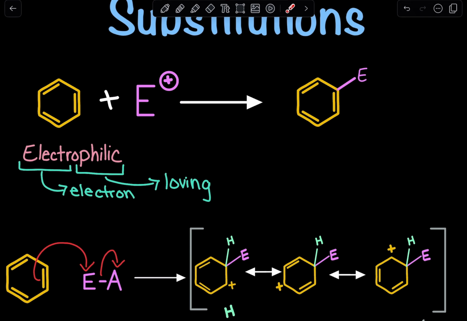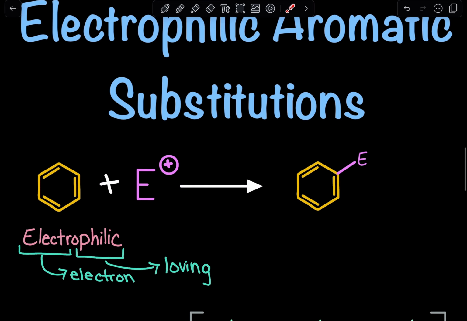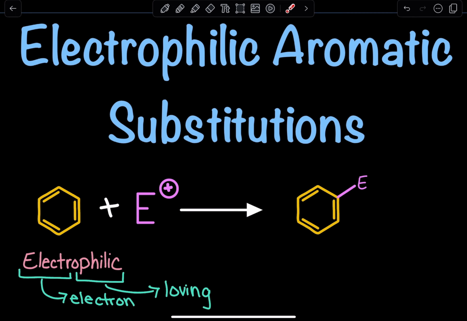And then in the reaction mechanism, we'll see later on, after we disrupt the aromaticity and that hydrogen is abstracted, we will get that end product where we regenerate that aromaticity and we have that electrophilic molecule bound to our benzene ring. And that is essentially an intro into what electrophilic aromatic substitutions are.